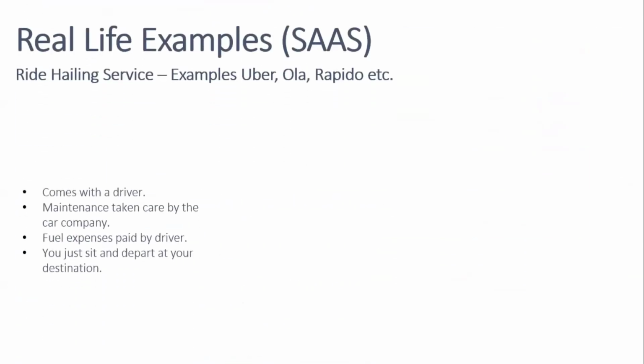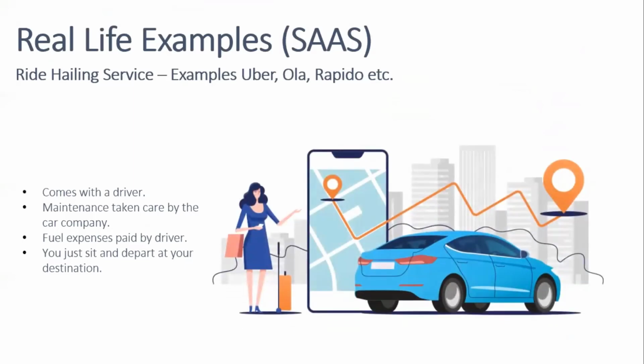Next we have software as a service, where we can take Uber, Ola, and Rapido as real-time examples. Here we don't need to drive the car as well. The driver comes with the car, the whole package is provided as a service, and we just use the service. We don't know who the owner of the car is, who the driver is, or who is taking care of the maintenance. We don't know any details, but we just use that service.